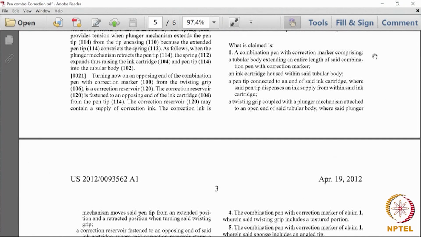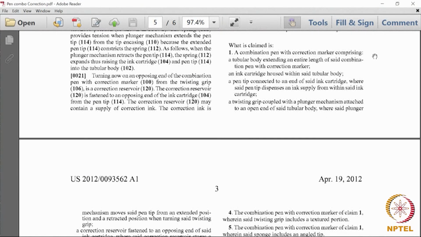Now, let us slowly try to read this. This is an invention that comprises a combination pen. 1. What is claimed is 1. A combination pen with a correction marker comprising. So, there is a pen with a correction marker. A tubular body extending an entire length of the said combination pen with correction marker. So, there is a tubular body. An ink cartridge housed within the said tubular body. There is a cartridge inside the body.